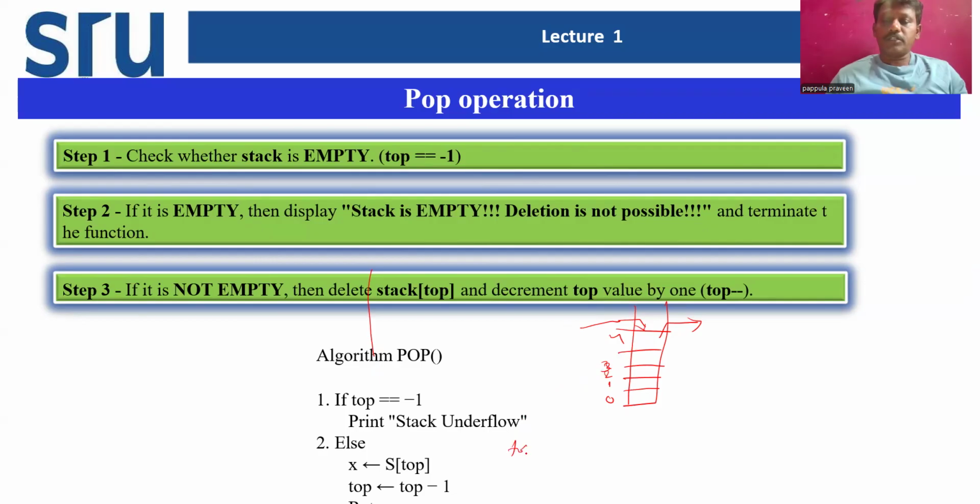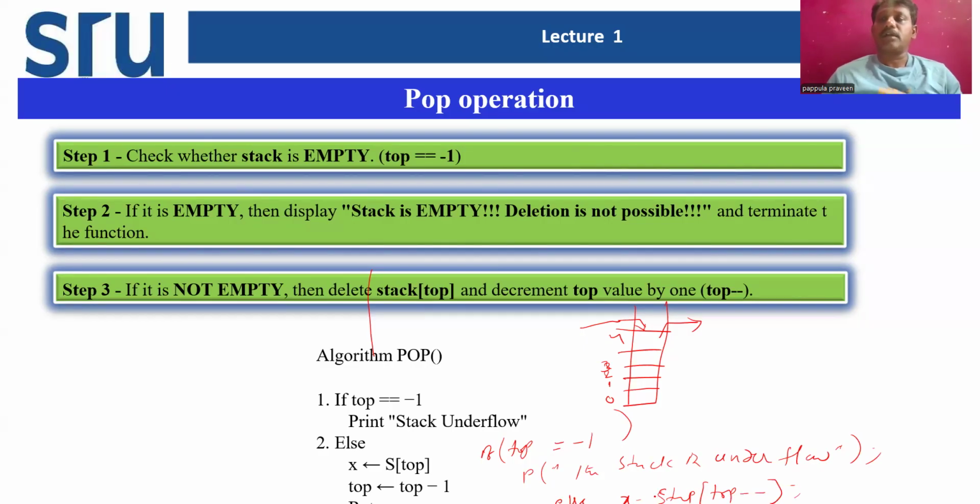So top equal to what is value? Top equal to minus 1. So if top equal to minus 1, printf, the stack is underflow. Stack is underflow. Otherwise, now x equal to stack of top minus minus, top minus minus. So return x, the deleted element is x. So this is the algorithm for pop operation.